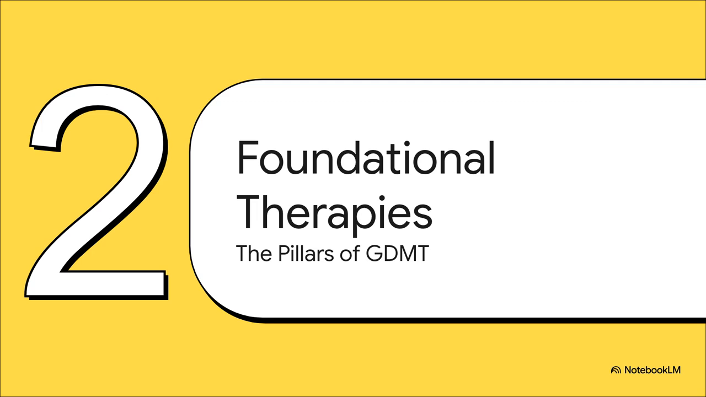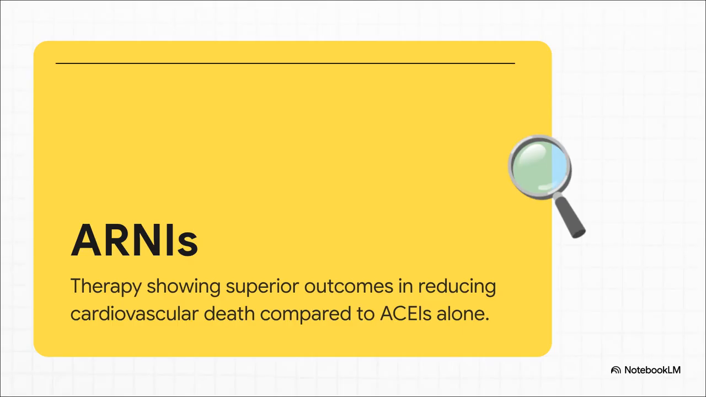That brings us perfectly to our first major focus area in Section 2, the 4 foundational therapies, the pillars of guideline-directed medical therapy, or GDMT. If your patient is in that HFrEF category with an ejection fraction of 40% or less, these 4 pillars are the absolute non-negotiable foundation of their care. Our very first pillar, we have RAS inhibition. Historically, sure, we used ACE inhibitors or ARBs here, but look at what the modern guidelines are telling us now.